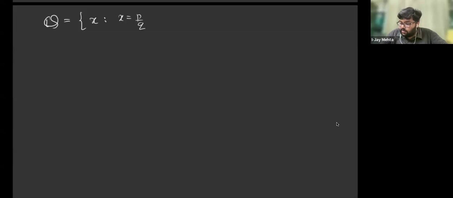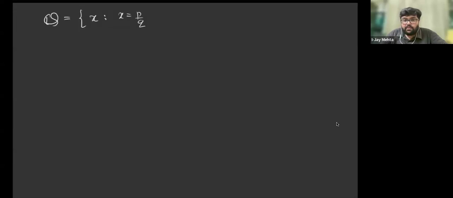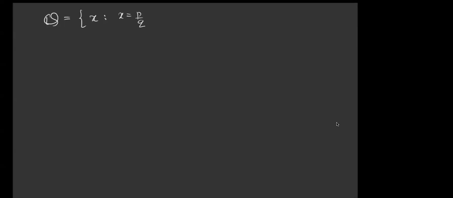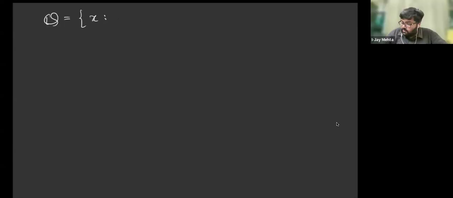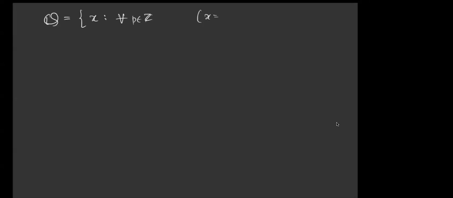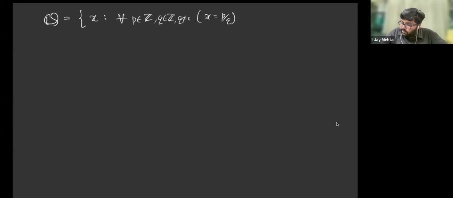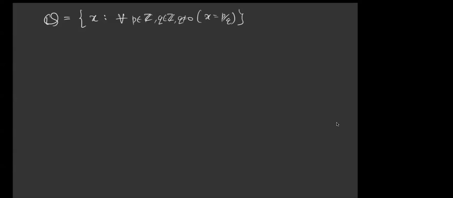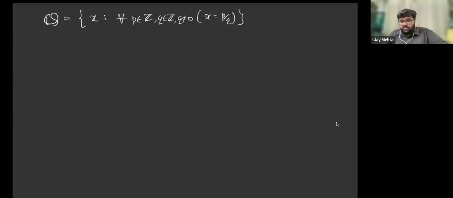For some P in Z or for all? For all. Again, same thing: for all P in Z. Okay. And Q belongs to Z minus 0. Q belongs to Z and Q is not equal to 0. Is it fine? Yes. Okay.